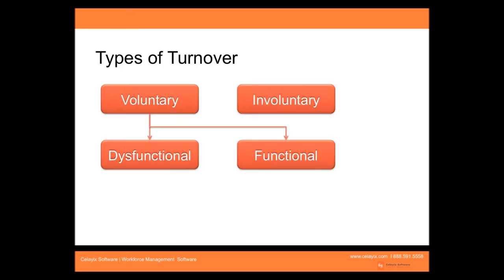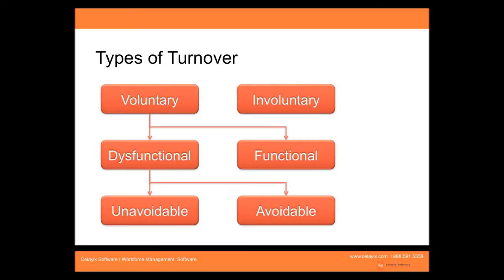So within dysfunctional types of turnover, we have further distinctions, and that's unavoidable and avoidable. So in general, turnover is unavoidable. You can't please all the people all of the time. Similarly, no matter how much you invest, some people will still leave. So what's the distinction between avoidable and unavoidable?